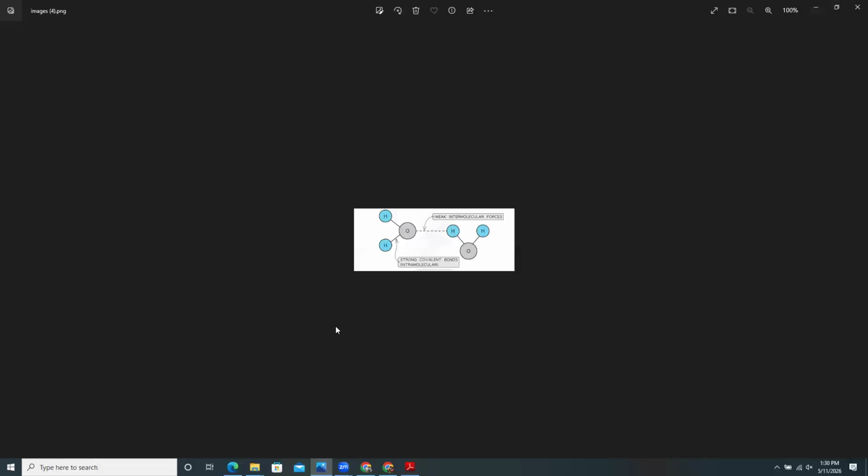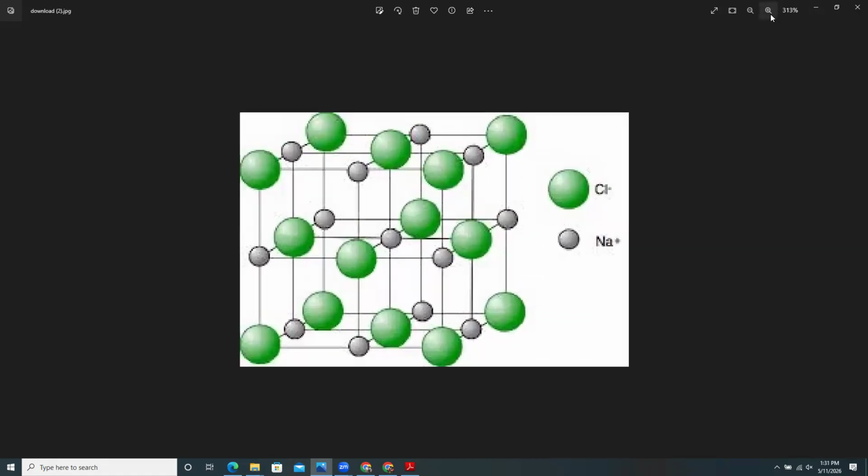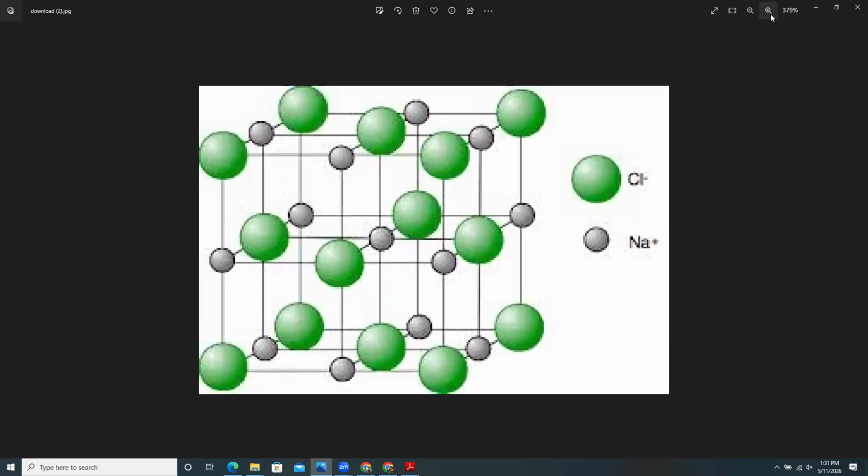Now, this is the structure. Earlier on, I illustrated that, and if you are watching this video for the first time, I'll refer you to the previous videos. So you see, this is the giant ionic structure. Are you seeing those things in green? Those are negative ions. Then those in black are positive ions. This is an example of sodium chloride, which is made up of sodium ions and chloride ions joined together by ionic bonds.